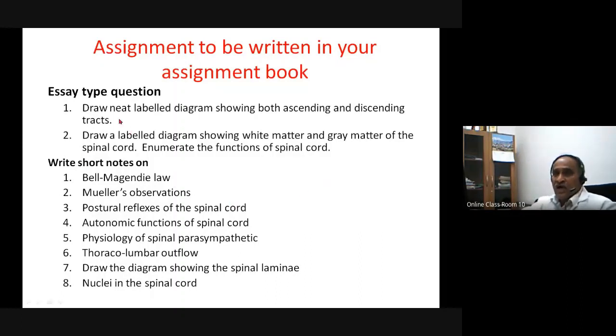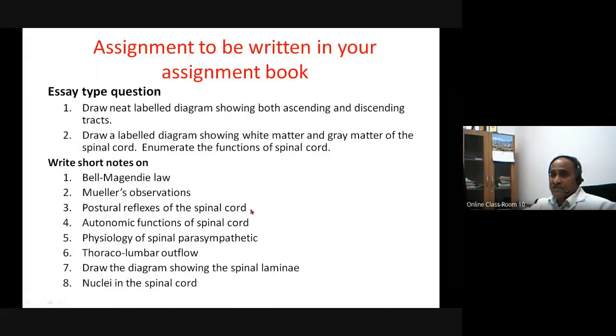I would request all of you to make an attempt to draw a labeled diagram showing both ascending and descending tracts. Please practice. And then draw a labeled diagram showing the white matter and gray matter of the spinal cord. Enumerate the functions of the spinal cord, that means all four functions: sensory, motor, reflexes, and autonomic. Then write short notes on the Bell-Magendie law. This is coming, or Muller's observations.